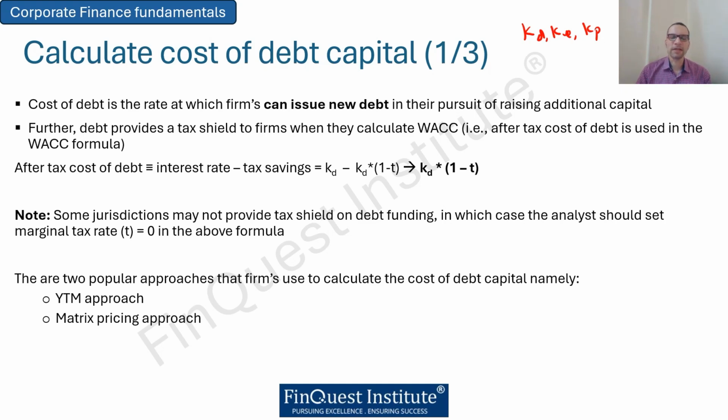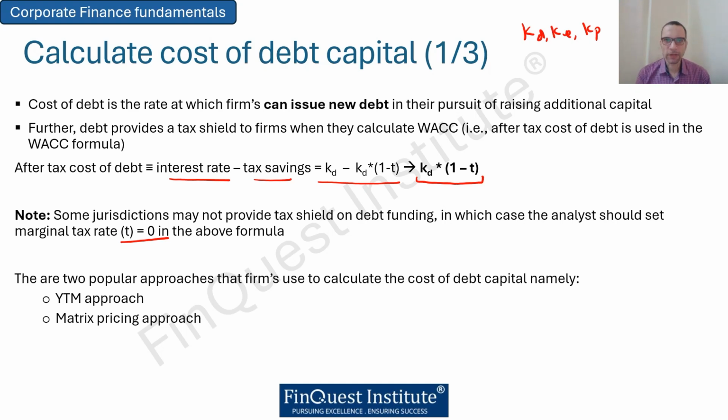Now, the cost of debt is the rate at which the firm can issue new debt capital whenever it is trying to raise additional capital for its projects. Now, we know the idea of tax shield, which I have discussed earlier. So the after-tax cost of debt is nothing but the interest rate or the yield at which the new debt can be issued, minus the tax savings, which you show by this formula, which takes us to this formula for after-tax cost of debt. As I mentioned earlier, there could be very few jurisdictions globally where you don't get this kind of tax benefit or tax shield. So that's why you adjust the T, as I've explained below as well.